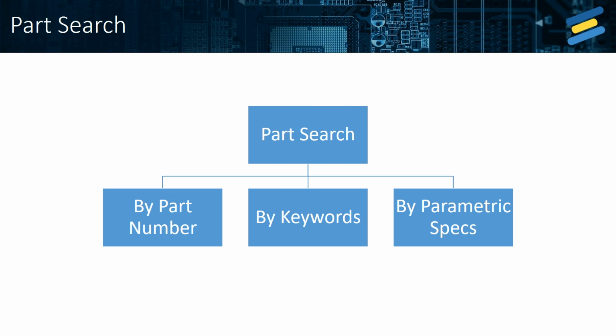Silicon Expert Part Search is a set of tools that enable you to find and do research on individual parts, but they also act as the foundation of all other Silicon Expert tools and services. We're going to be talking about finding parts by their part number, finding parts by keywords and their descriptions, and finding parts by their technical specifications.